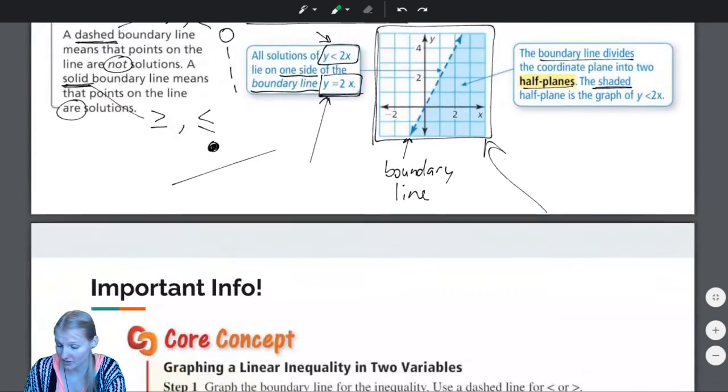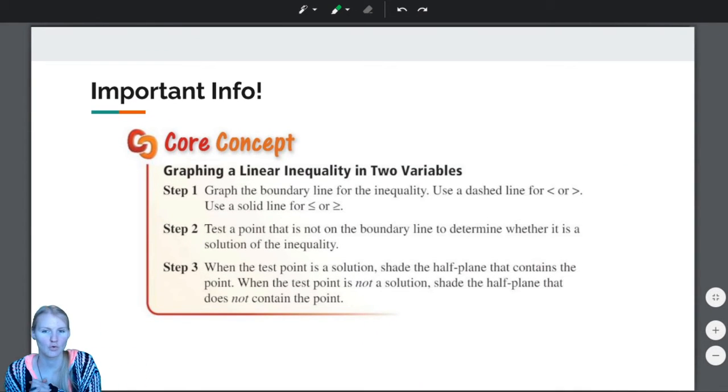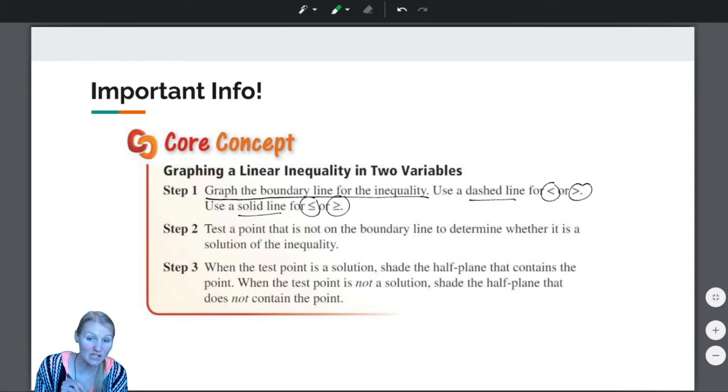Okay, I think it's time that you know the steps to graph a linear inequality in two variables. Step 1, graph the boundary line for the inequality. Use a dashed line for less than or greater than. Use a solid line for less than or equal to or greater than or equal to. Step 2, test a point not on the boundary line to determine whether it's a solution of the inequality.